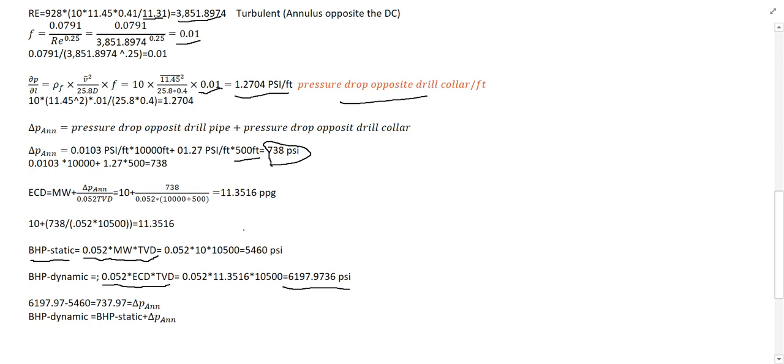For the static condition it's 5,460. If we find the difference between these two, it is almost 738, which is the pressure drop in the annulus, because the bottom hole pressure in the dynamic condition is the bottom hole pressure in the static condition plus the pressure drop in the annulus.